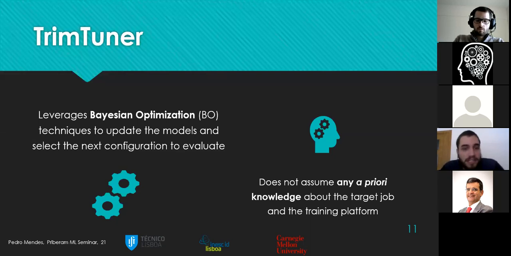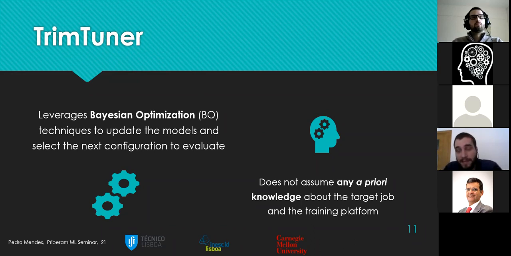In order to solve the optimization problem, TrimTuner leverages Bayesian optimization. Bayesian optimization is a technique that allows us to solve optimization problems, and we need to construct and update a model of the objective function to optimize. It also uses a heuristic called an acquisition function in order to select the next configuration to evaluate. TrimTuner does not assume any a priori knowledge about the target job and the training platform, so it is completely independent of the model or the job that is being optimized.